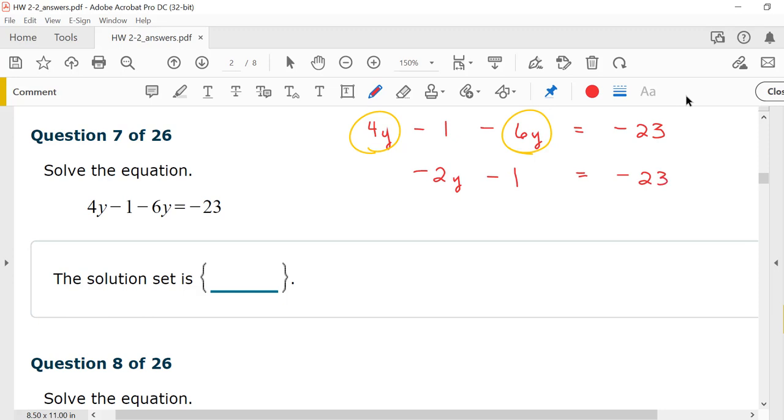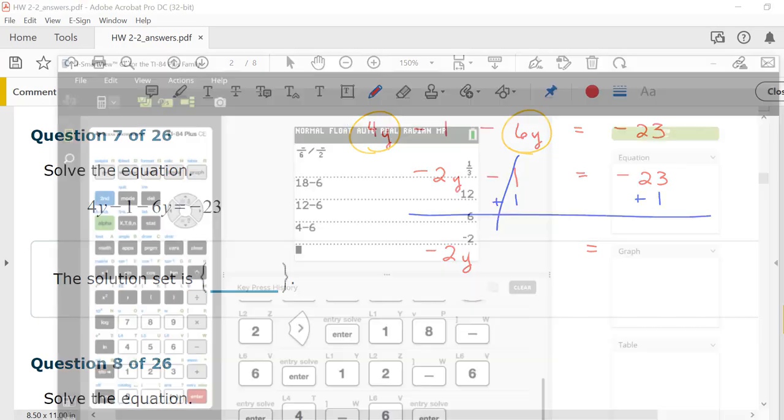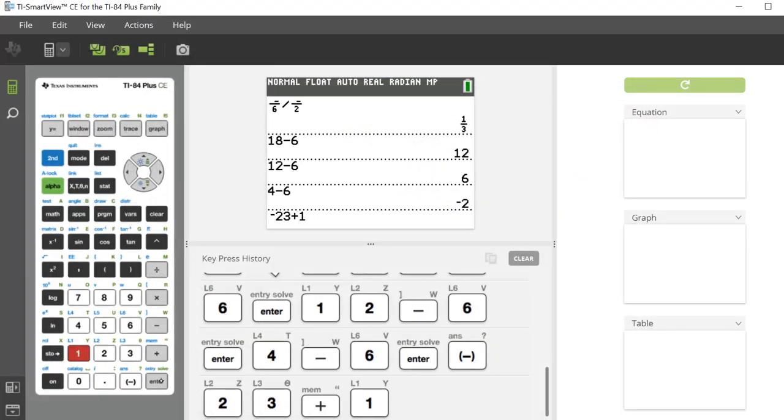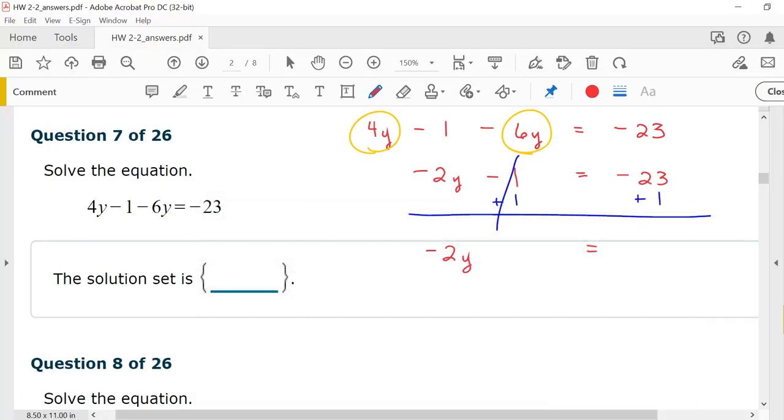I need to get the negative 1 to the other side. Instead of subtracting 1, I'm going to add 1 to both sides. Negative 1 plus 1 is 0. Negative 2y equals negative 23 plus 1, which is negative 22. Now I have negative 2y equals negative 22. I'm going to scoot that y over just a little bit so I can emphasize negative 2 times y.